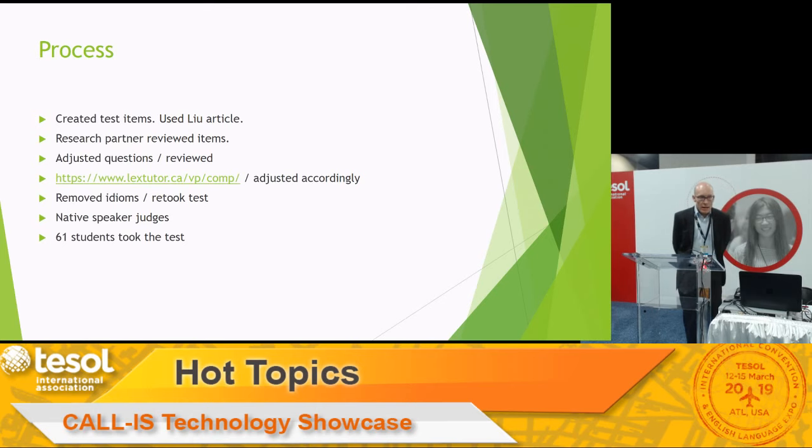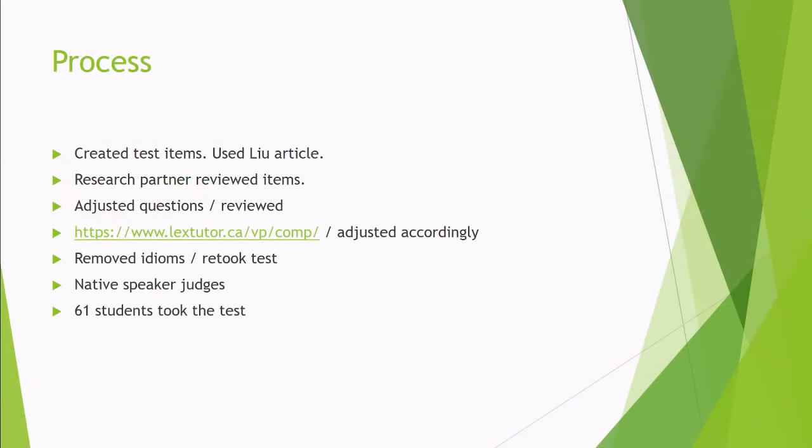Okay. So I'm just going to describe the steps I went through. First, I created the test items, and that was based on Liu's article. How I did that is I chose 44 words from each band, 44 from band 1, 44 from band 2, and 44 from band 3. I randomly selected them. And then I created the test items.